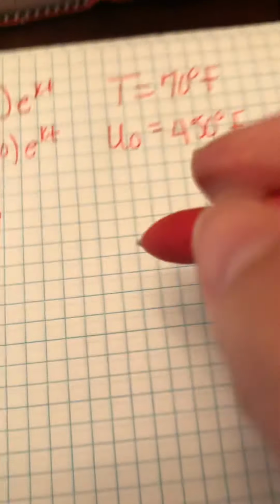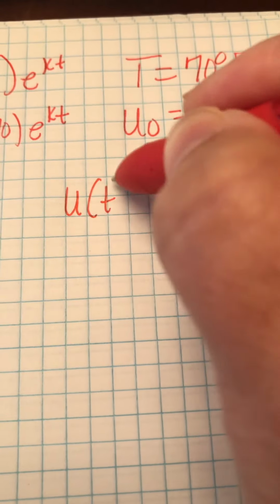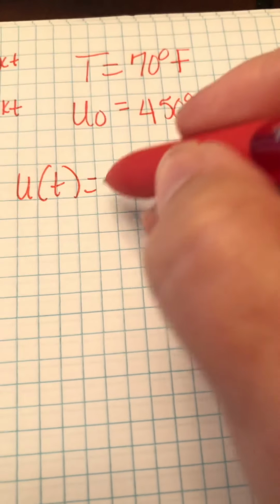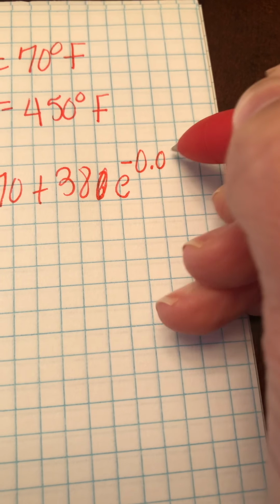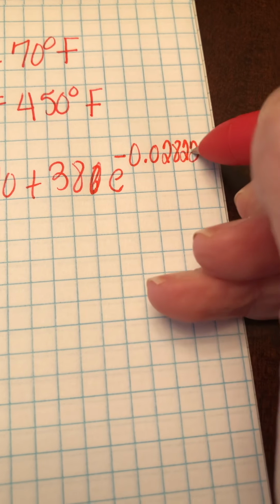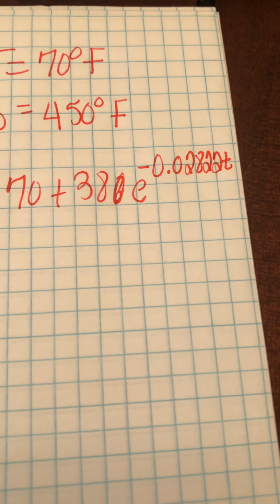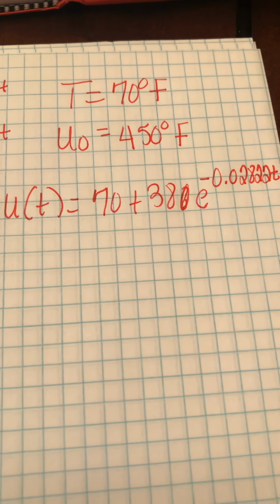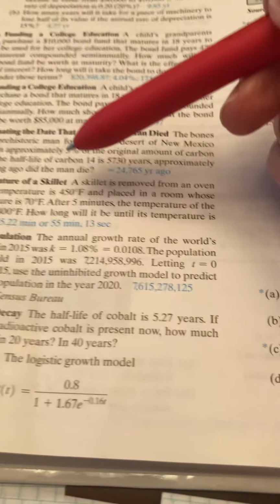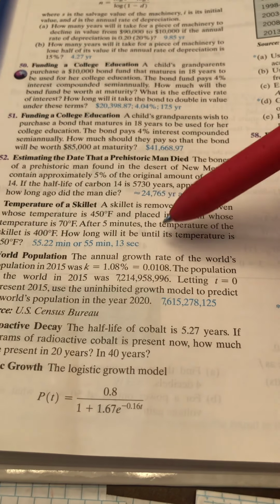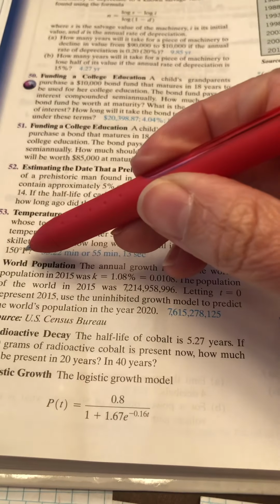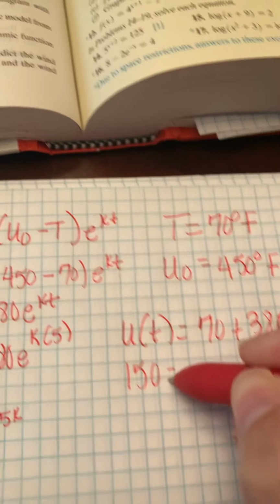So let's go back to our generic equation and let's fill that in with our K value now. So we'll have 70 plus 380 e to my K, which is negative 0.02822 times T. Okay, so now I've got my equation. Let's see what in the world they're asking us to do. So after 5 minutes, the skillet cools to 400. How long will it be until its temperature is 150 degrees Fahrenheit? So that means we want U of T to be 150 degrees.